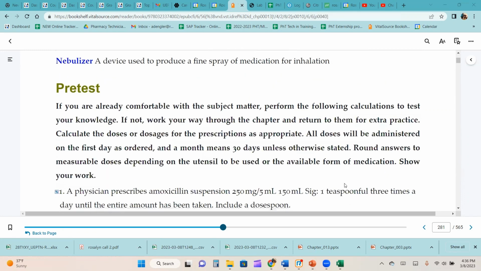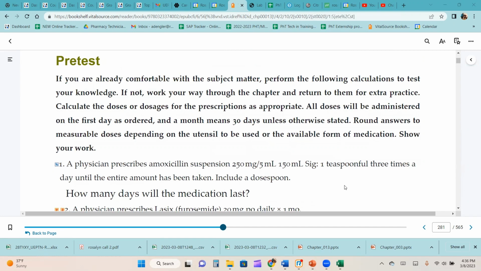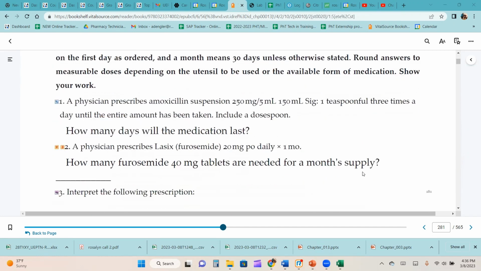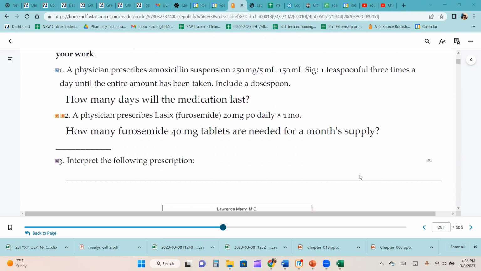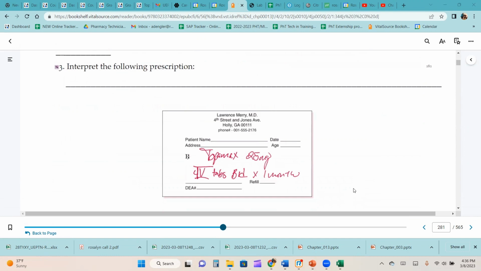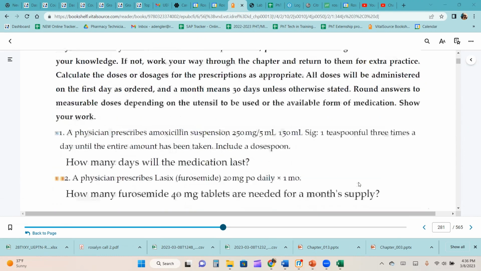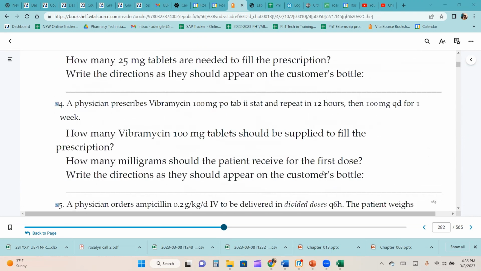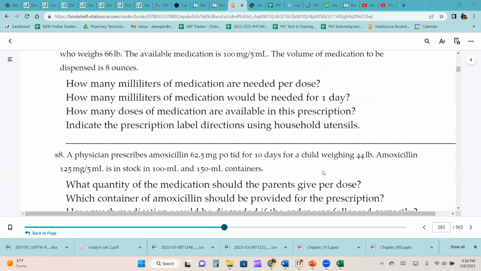If you're already comfortable with the subject matter, you can perform the following calculations to test your knowledge. This is not graded unless it is in Canvas. So this would just be extra practice, which of course is always good. And we will go through some of the problems possibly on the pretest at the end of this. So I'm going to skip through those.